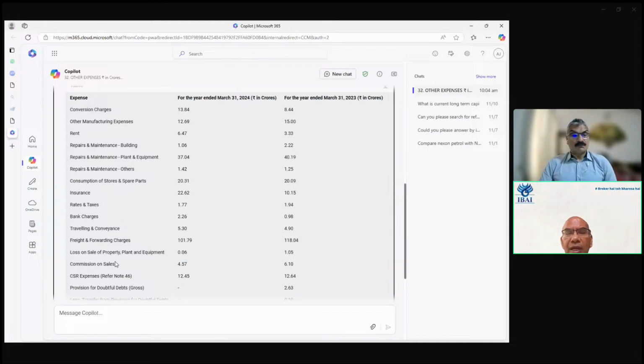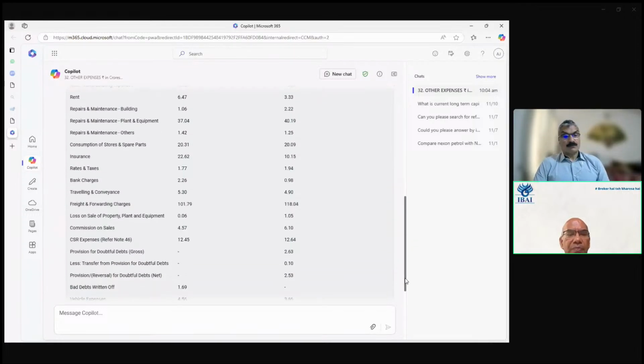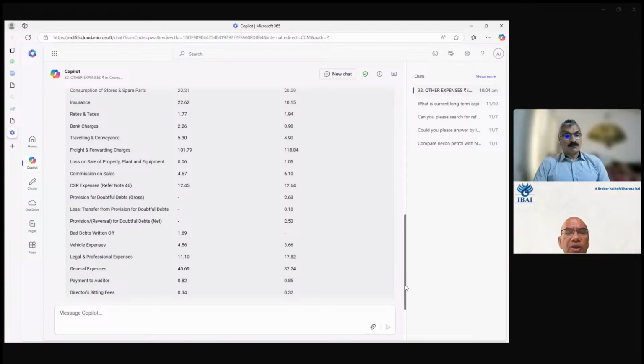Commission on sales, it's a variable cost. Because generally speaking, commission on sales you pay as a fixed percentage of sales. Now, CSR expenditure, I saw in chat box somebody asked this question. So CSR expenditure again, it's a kind of appropriation out of your profit. So you should consider CSR as a fixed cost, not as variable cost. Those are denominated as a percentage of your net profit.